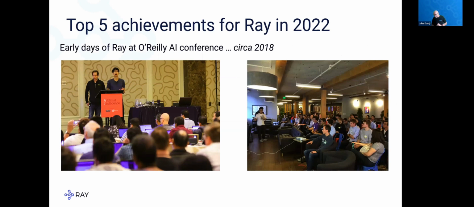the third bit. Now, whenever you reflect back on some of the times that Ray has gone through, you tend to look at the early days with a soft sentiment of nostalgia. And here we've got Robert and Philip, the original creators of Ray and co-founders of Anyscale, giving their first presentation at the AI conference. I think this was either late 2017 or circa early 2018. And on the right, you've got Richard Liu, who was one of the first contributors, talking about Ray Tune and RLlib. We didn't have any other libraries. Those were the first few libraries that Ray started with.